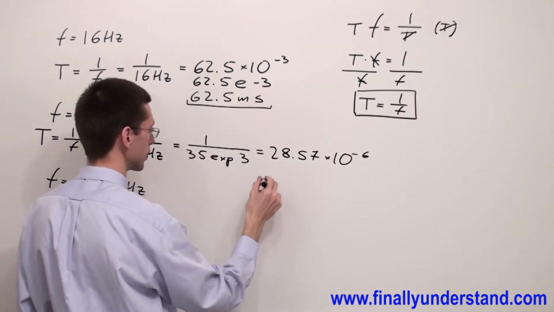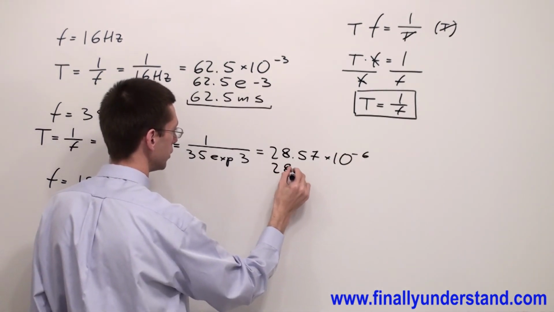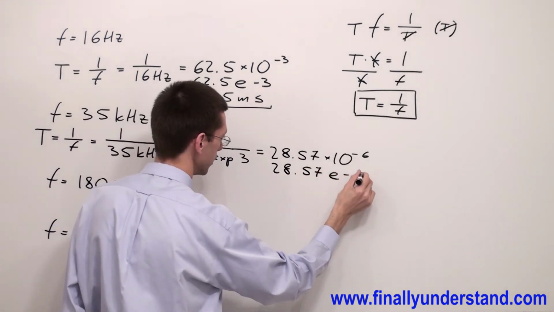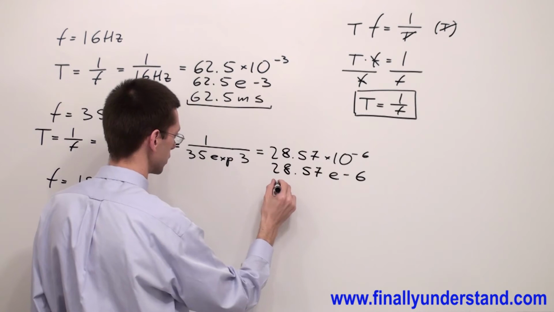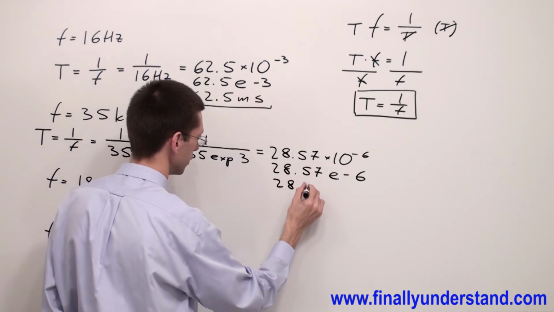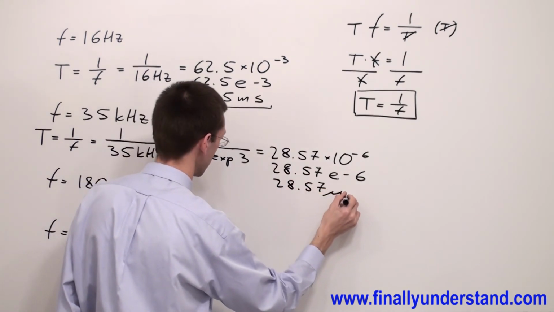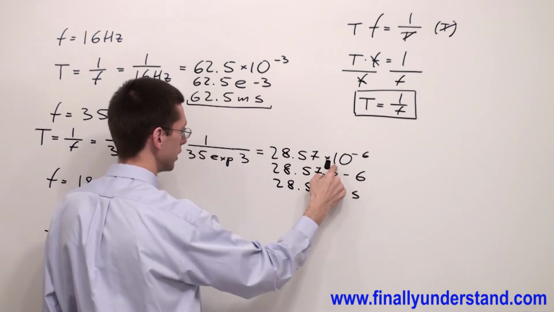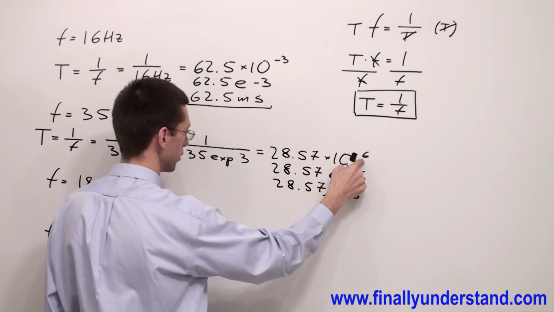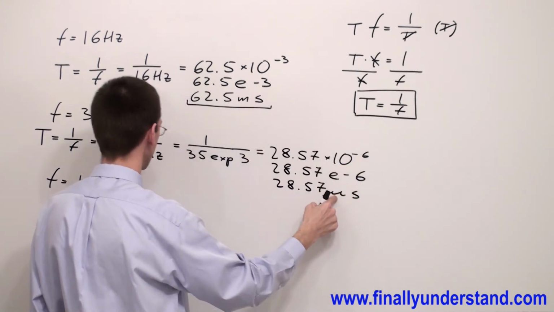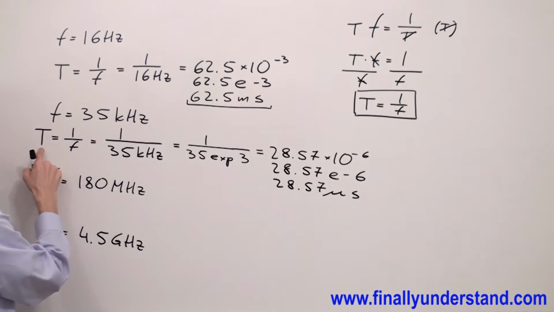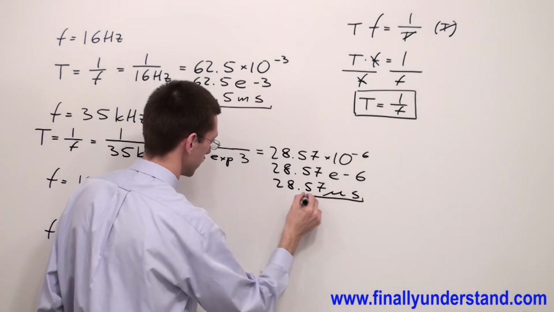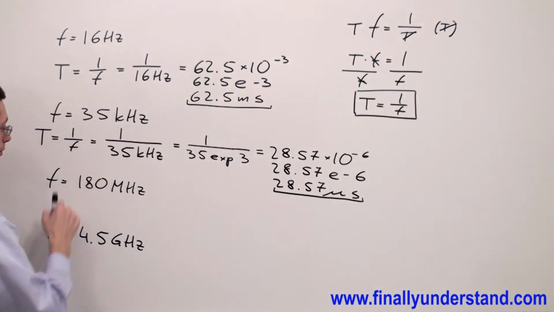Or some calculators are going to show 28.57 e minus 6. This is nothing else, just 28.57 microseconds. Micro, because 10 to negative 6, the power of 10, is represented by micro. And because I'm looking for time, the period, I'm supposed to write seconds. That's why this is the answer to this problem.